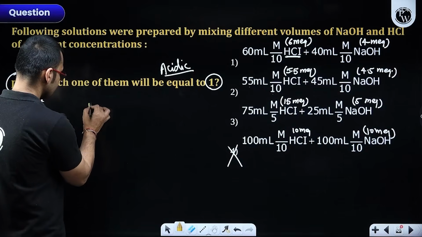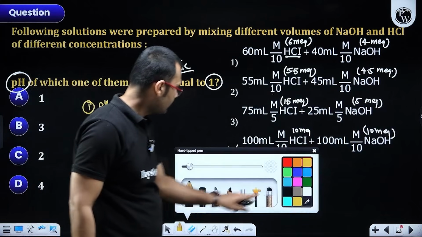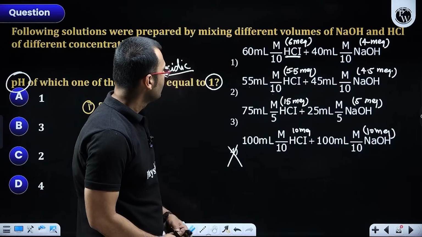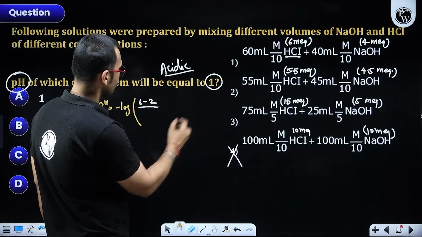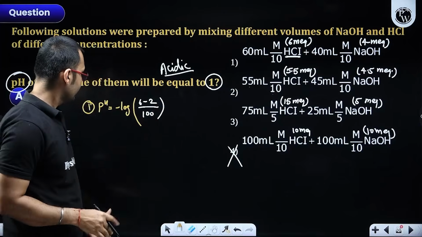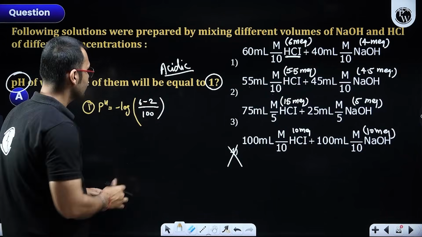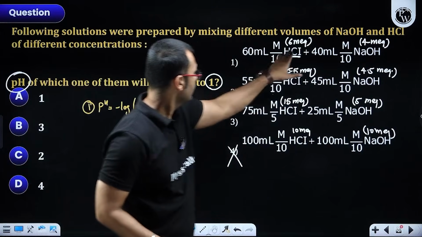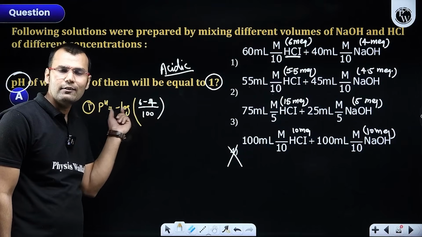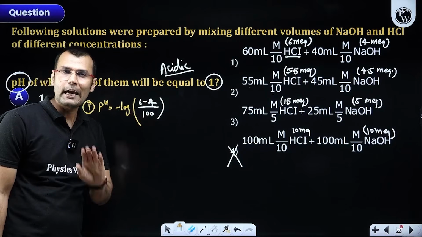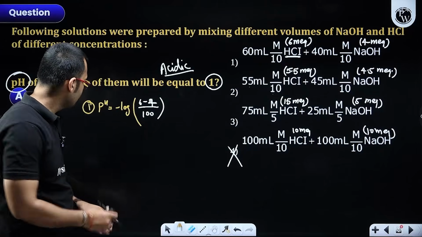Let's say in the first case, pH will be minus log, what I said, equivalent of acid minus equivalent of base upon total volume, right? So 6 minus 4 upon total volume 60 plus 40, 100. Now do not calculate, just round off. 6 minus 2 is, it's not 6 minus 2, it's 6 minus 4, sorry. 6 minus 4, 2 upon 100, so it will be 0.02. And minus log 0.02 can never be 1. Students, you know that minus log 0.1 will be 1, right? So this can't be your answer.